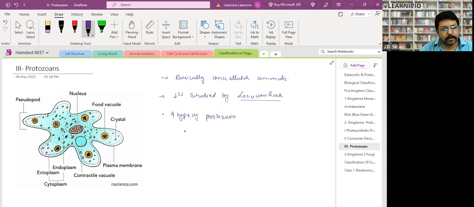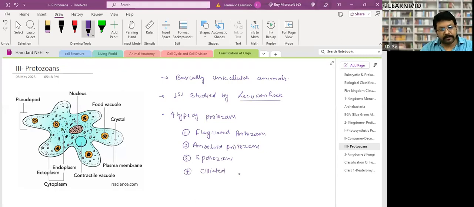The first one is flagellated protozoa, those that have flagella for locomotion. Second one, which looks like this, the amoeba, is amoeboid protozoa. The third one is the sporozoan protozoa, like the malaria parasite. They are called sporozoans. The fourth one is called ciliated protozoa, like paramecium.